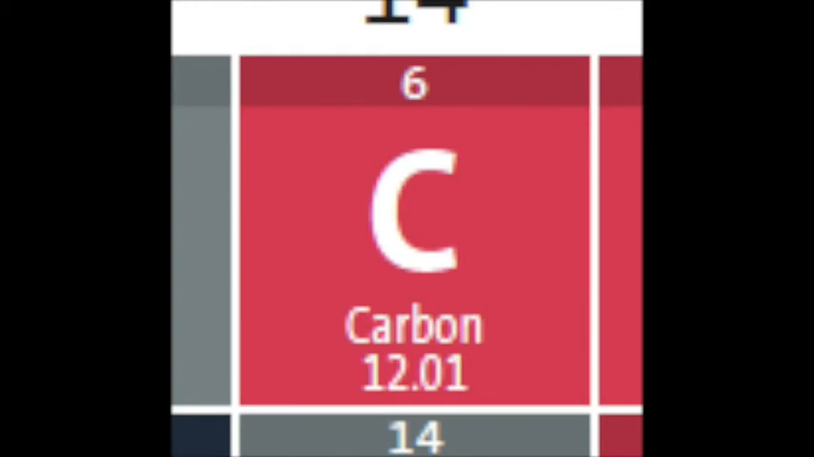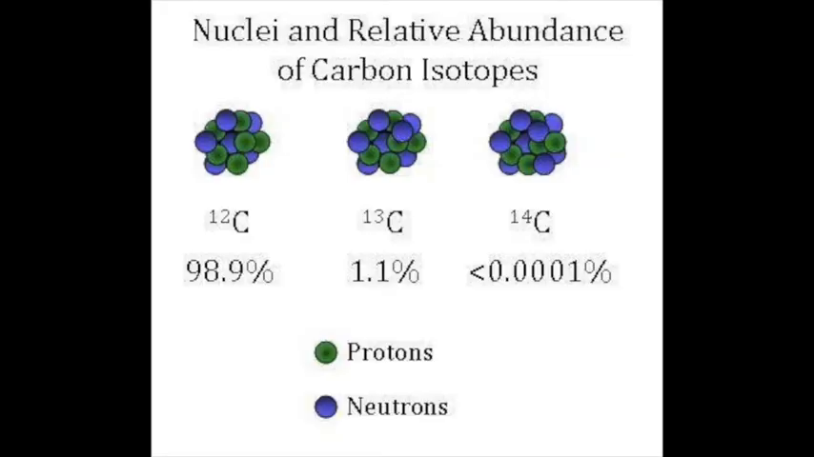So let's revisit why there's a decimal place in the mass number of elements on the periodic table. The reason is the periodic table shows the weighted average of all the isotopes for that particular element. For example, between carbon 12 and carbon 14, there's a lot more carbon 12 around than there is carbon 14. So the weighted average would therefore be much closer to 12 than it is to 14.